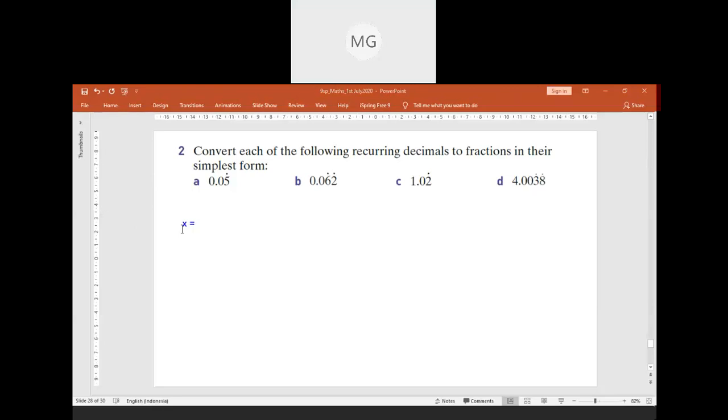x equals 0.0555555. 0.0555 never stops. How many digits are repeating? Is it 1 or 2 digits? One. So, is it 10x, 100x, or 1000x? If one digit is repeating, it will be 10x.